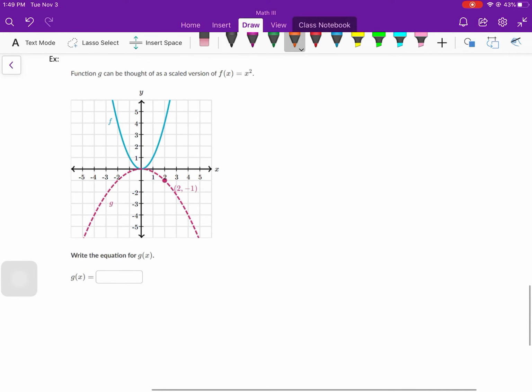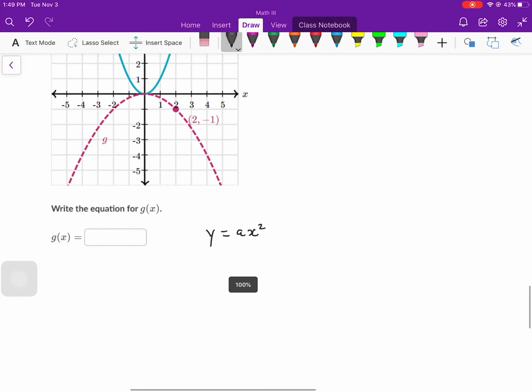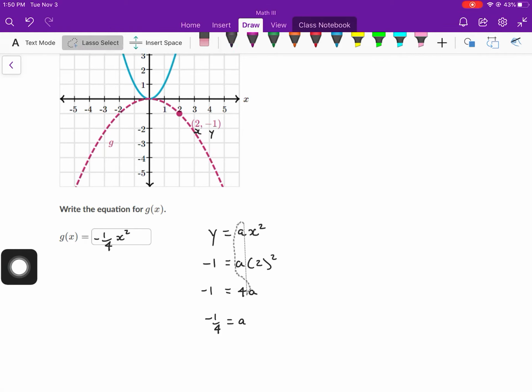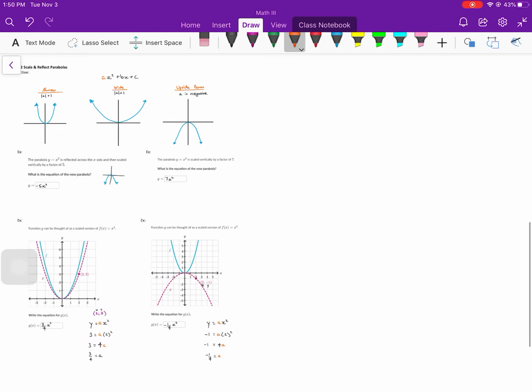So look at this one. Same idea. So our y is ax squared. So we're going to figure out what a is. Now, we're given the point 2, negative 1. So let's plug that in. Kind of similar, 2 squared, 4 again, right? Divide the 4. And so we have negative 1/4 x squared. It makes sense it's going to be negative because it's upside down, right? And that's the idea. And that's all for that assignment.